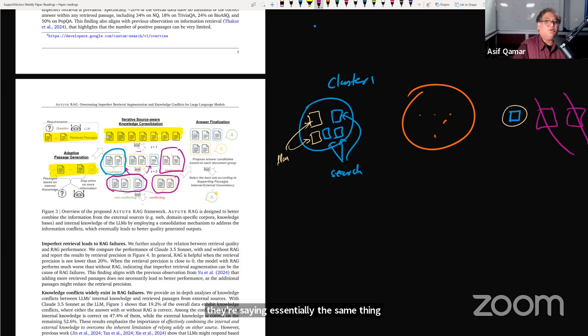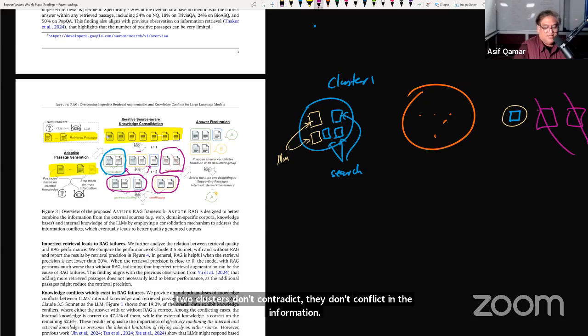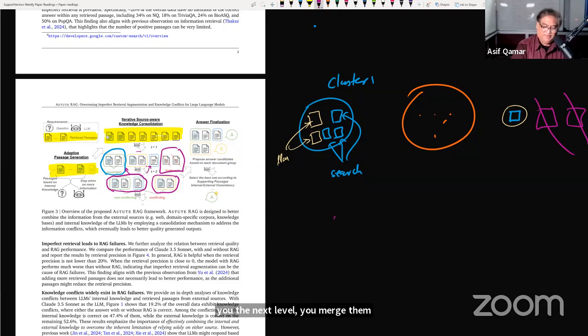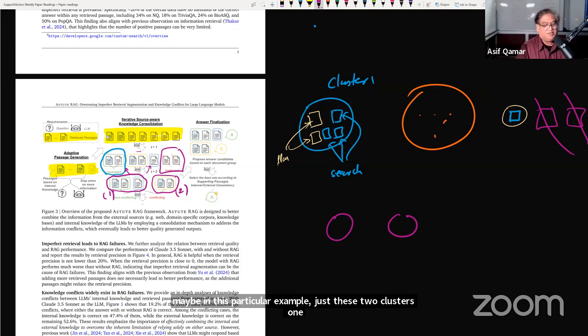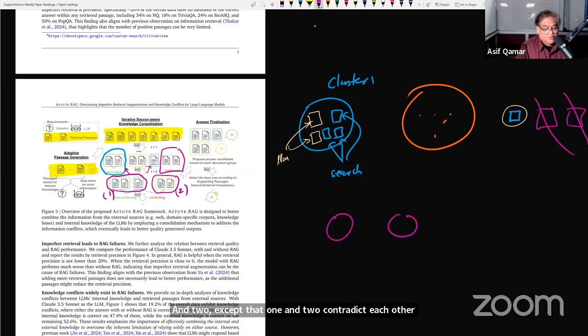If two clusters don't contradict, they don't conflict in their information, then at the next level, you merge them. And so at the end of it, you would end up with a set of clusters, maybe in this particular example, just these two clusters, 1 and 2, except that 1 and 2 contradict each other. Right? Now what do you do?